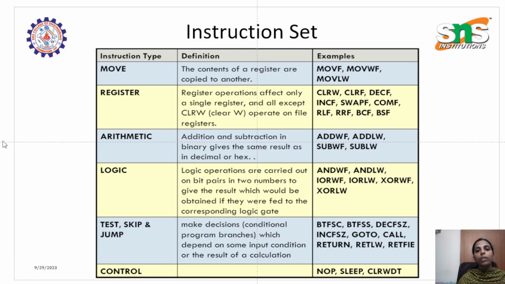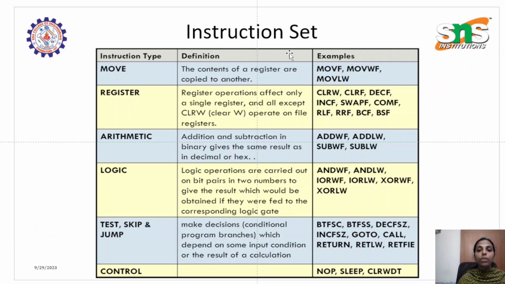Now let us look into the instruction set of PIC16F877. Altogether we have 35 instructions. If you count all these instructions, totally you'll have 35 instructions. Among these, the 35 instructions are categorized into 6 sets. One is the move instruction set, second is the register, third is the arithmetic instruction set, then the logical instruction set, the test, skip and jump instruction set, and the control instruction set.